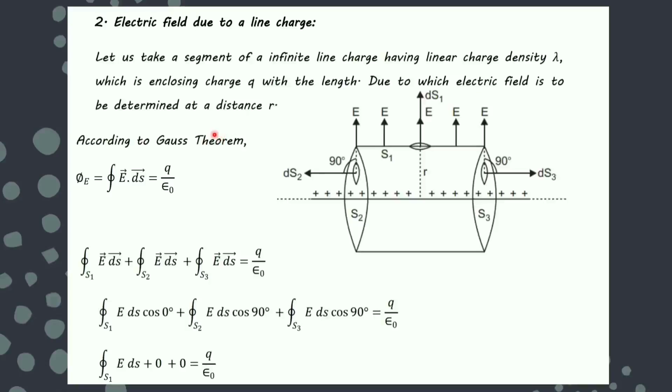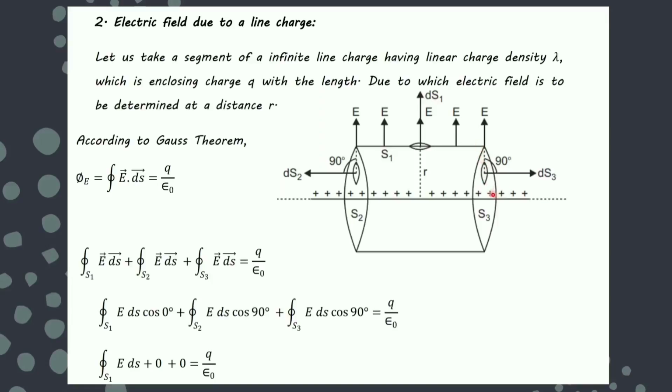We are assuming that the charge enclosed is small q only, and when we are not writing anything, it means we are assuming it to be positive. If we are assuming it negative, then of course it will be mentioned. So by default we take it as positive charge. For the first surface, the direction of E and dS is same, so theta will be 0. For the second surface S2, the angle between E and dS2 is 90 degree. And for the third surface, this will be again 90 degree.